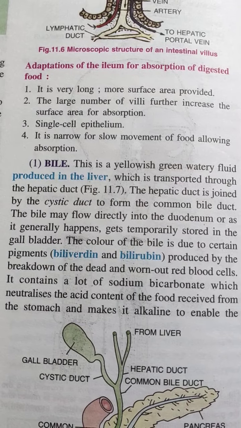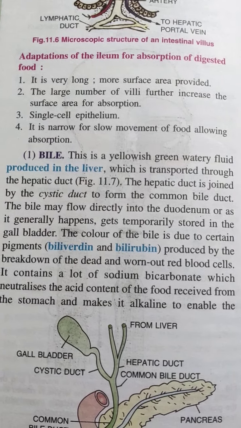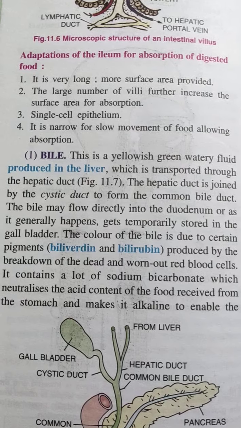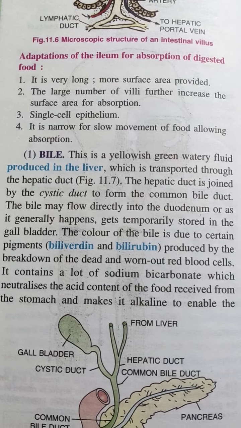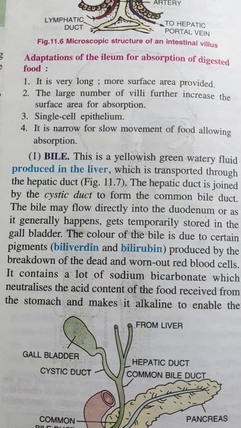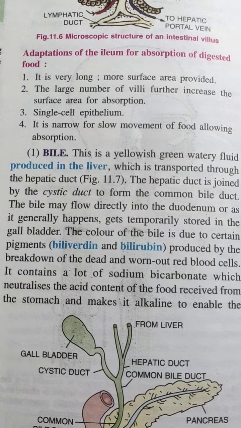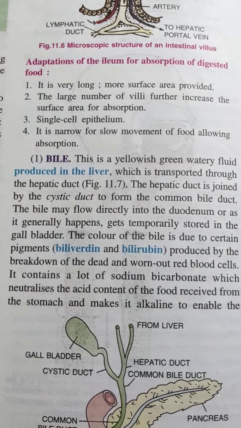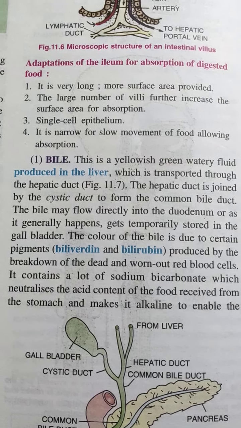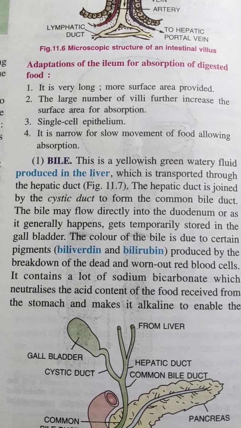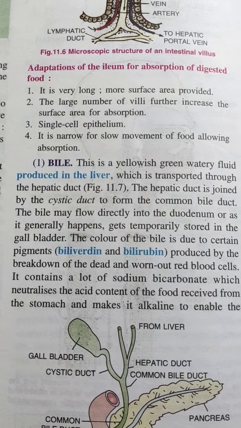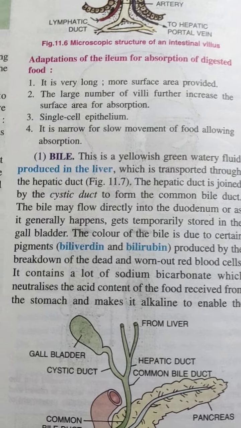They have given 4 points. All the 4 points you have to learn. First of all, it is very long, so definitely more surface area. The large number of villi further increases the surface area. Single cell epithelium, easy for penetration. It is narrow for slow movement of food, allowing absorption. Okay, so all the 4 points are important.